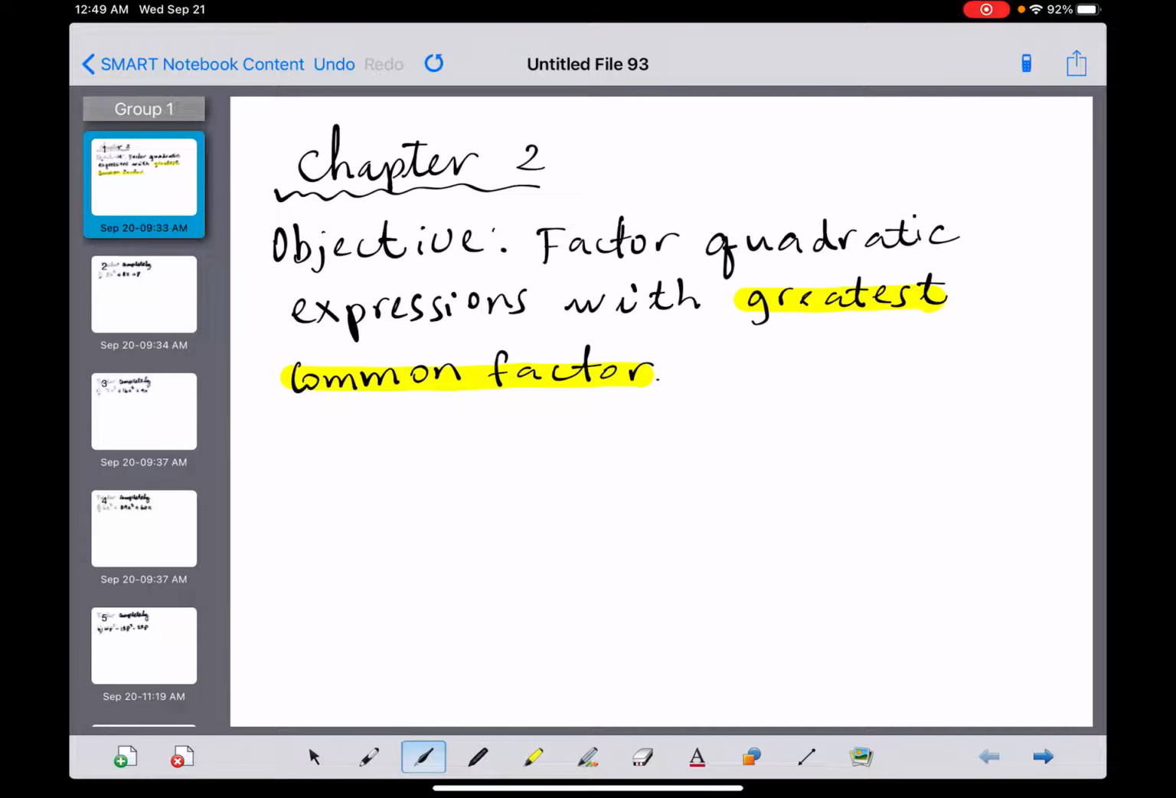Okay guys, in this chapter I'm going to show you how to factor quadratic expressions with greatest common factor. So let's look at number one. Oh, but before we go over the problem, let's go over greatest common factor, okay?